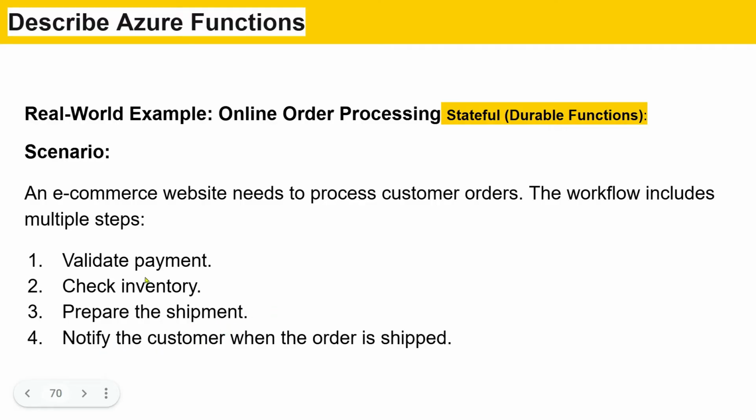So every step depends on the previous state. Inventory checks will only happen if the payment is already done. Shipment will only happen if the inventory is available, right? You will notify the customer about the shipment only when the shipment has started. So every state is dependent on the previous state. In this case, stateful means you are checking the previous state. The Azure function will check the prior tasks, and if that is fulfilled, then it will continue to the next task. So these are called stateful Azure functions.